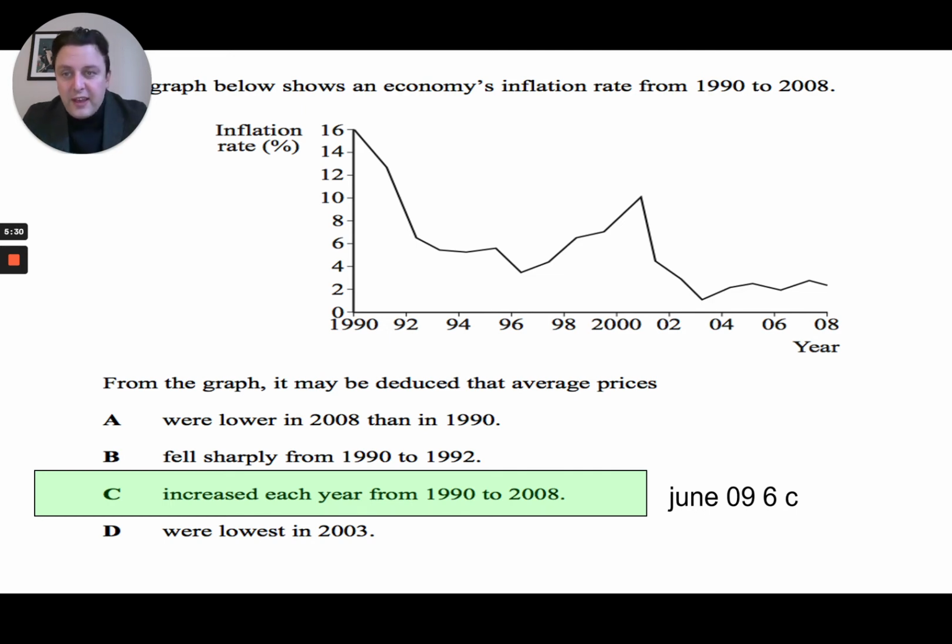Now, the reason for that is, of course, if you look at the inflation rate, it's always positive, which means that prices are going up year on year. Having a decrease in the percentage change of inflation rate does not necessarily mean that prices are going down. They're still increasing over time, whether it's 1% or 16%.